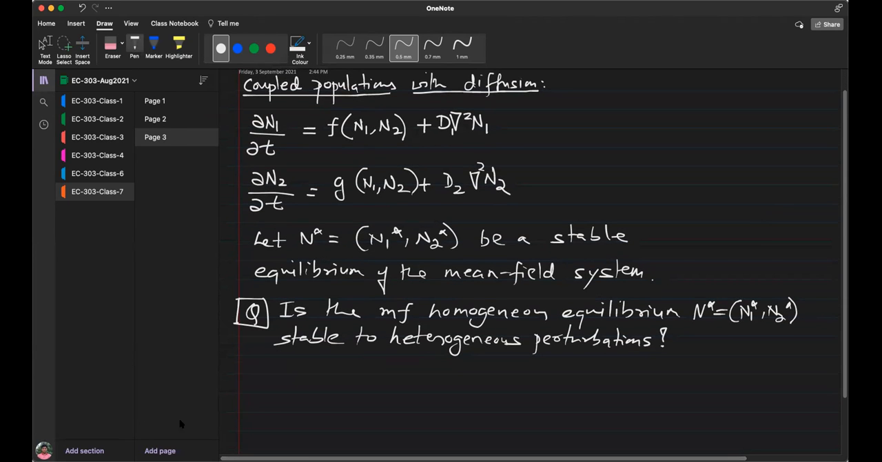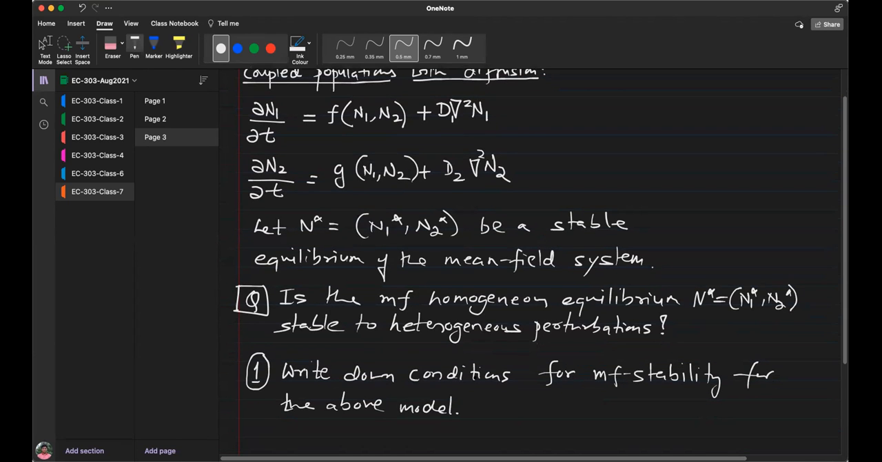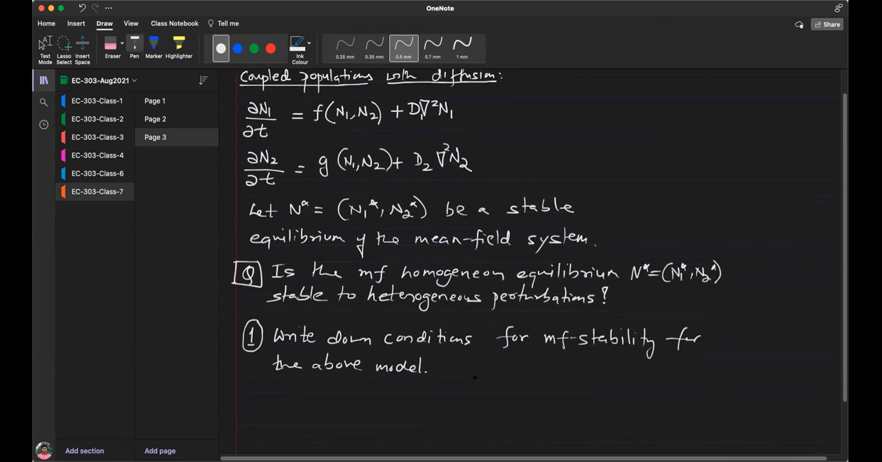The first step is: write down conditions for mean field stability for the above model. I have already given you the answer to this question in the previous class, so this is just to make sure you're all on the same page.